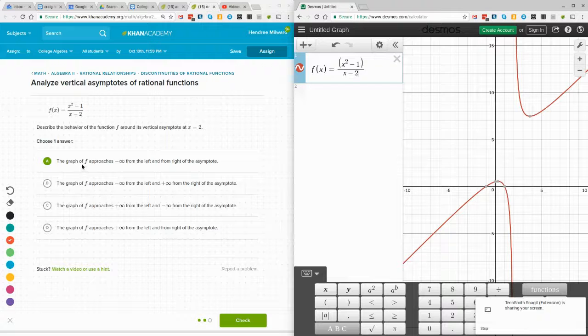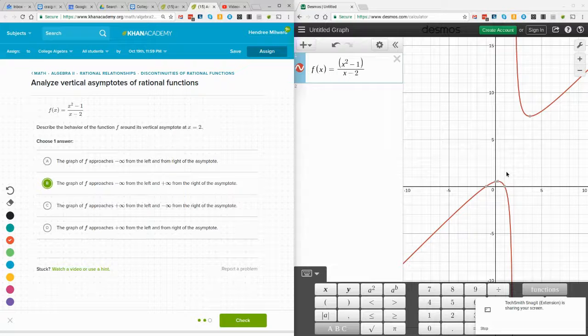Okay, so that's this one, but then I can eliminate these two right here because this says negative infinity from the left. This one says negative infinity to the left. So I'm just choosing between A and B. And then as I'm approaching 2 from the right, and my x values are getting closer and closer to 2, my y values are getting more and more positive, going up to positive infinity. So that's this situation right here. Because I'm going down to negative infinity on the left side of 2, and on the right side of 2, I'm going up to positive infinity.